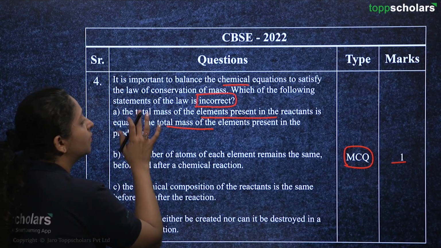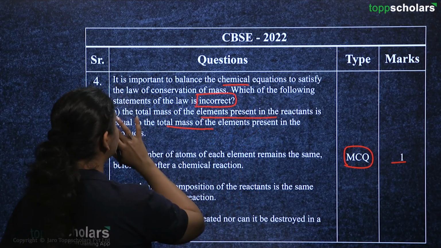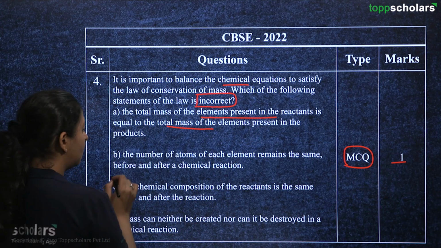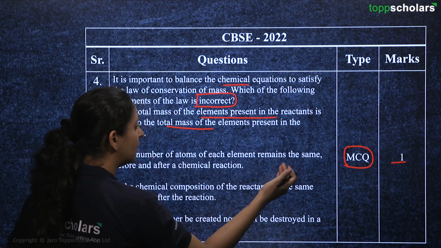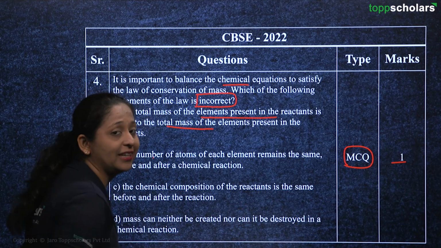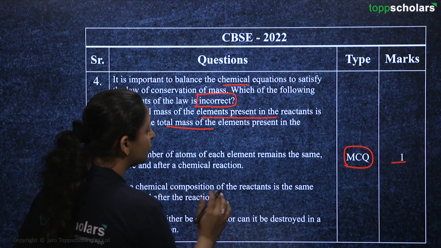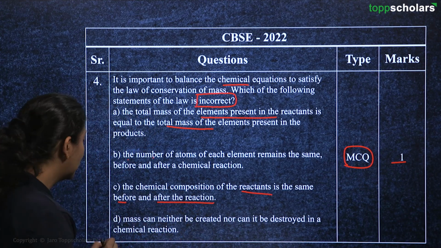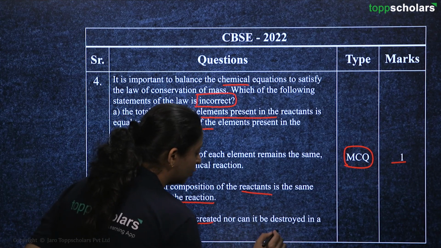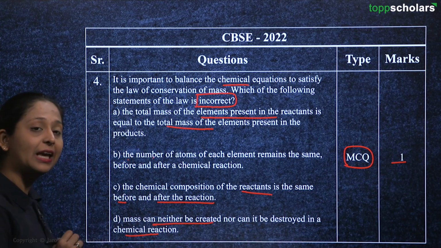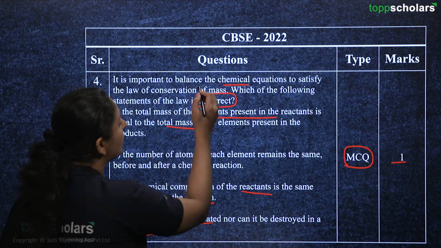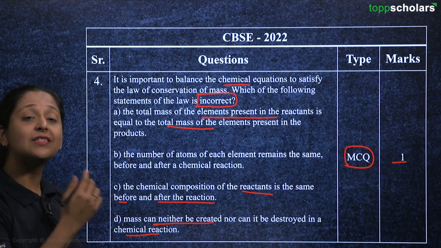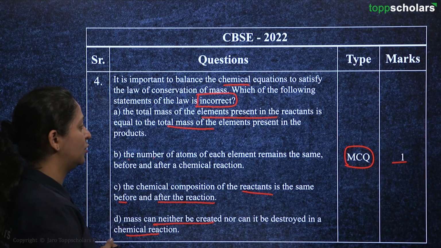So the first statement says a total mass of element present in the reactant is equal to the total mass of element present in the product. Okay? This is the correct statement. The number of atoms of each element remain the same before and after the chemical reaction. The chemical composition of the reactant is the same before and after the reaction. The mass can neither be created nor be destroyed in the chemical reaction. Correct? So, you have to understand the law for the chemical reaction which is important and accordingly you have to select the option for this particular question.